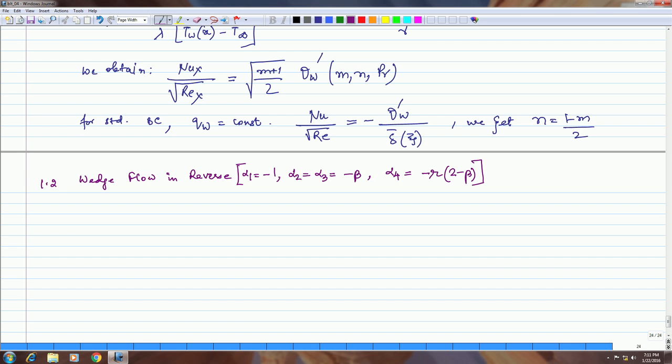The next thing is flow in a convergent channel. So alpha 1 is equal to 0, alpha 2 is equal to alpha 3 is equal to 1, and alpha 4 is equal to minus n.